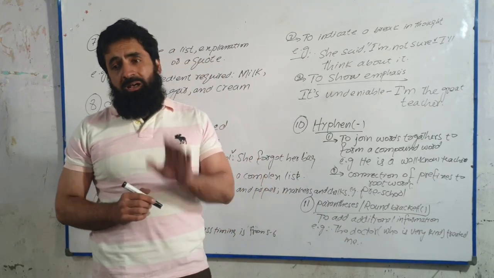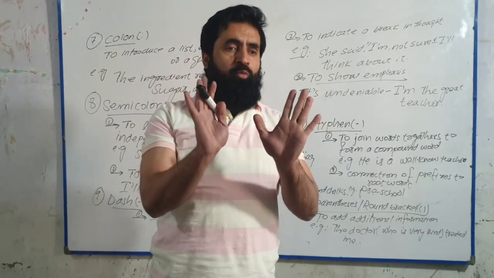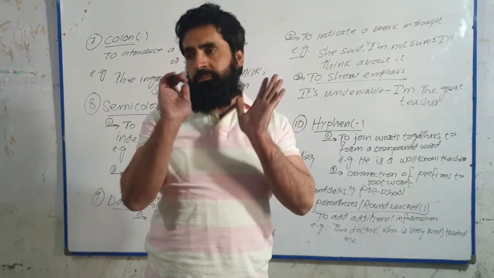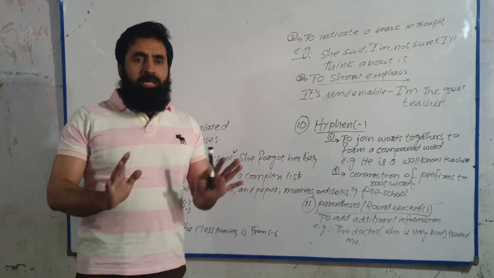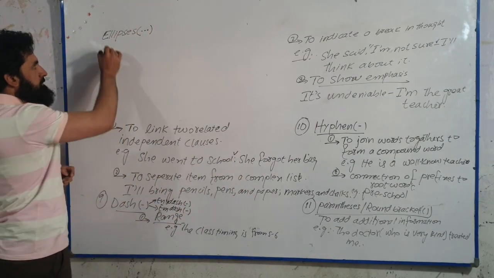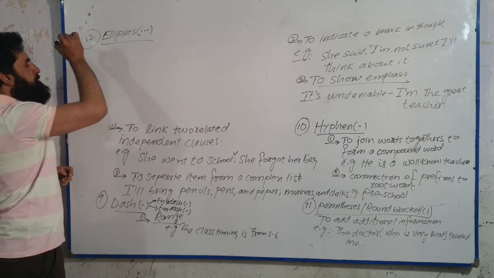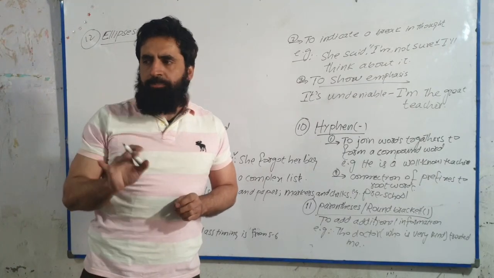Now come towards the last one, that is the 12th one. Okay, and that 12th one is your ellipsis. Okay, so first copy this, write it quickly, well done. Now come to the last one, that is ellipsis. Okay, the three dots. Okay, this is the 12th punctuation, the last punctuation mark, dot or ellipsis.